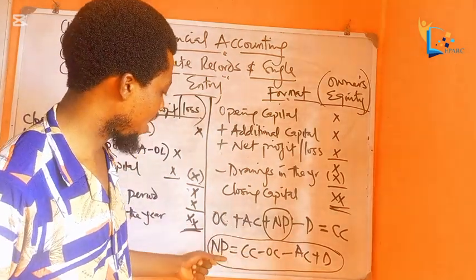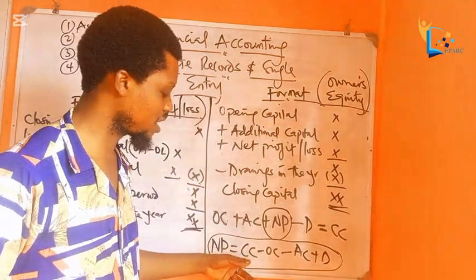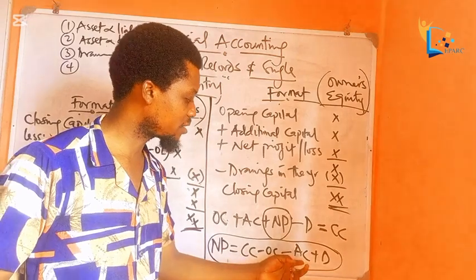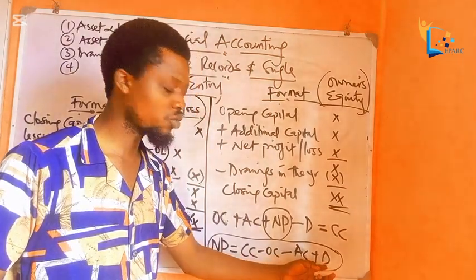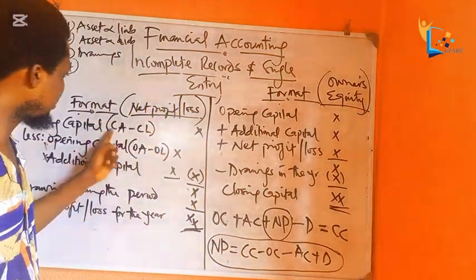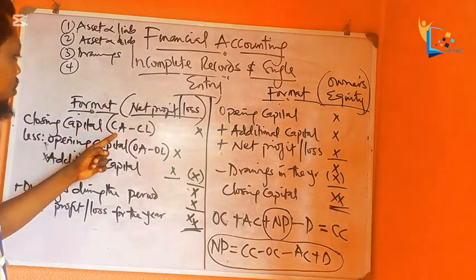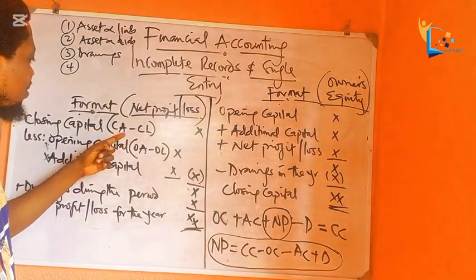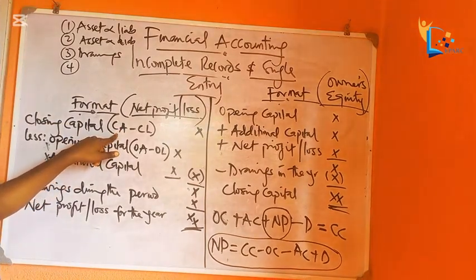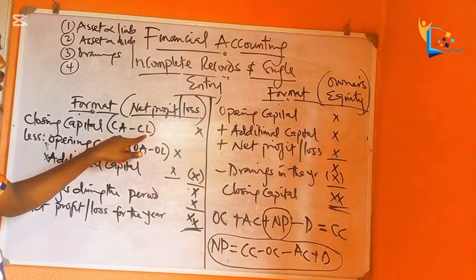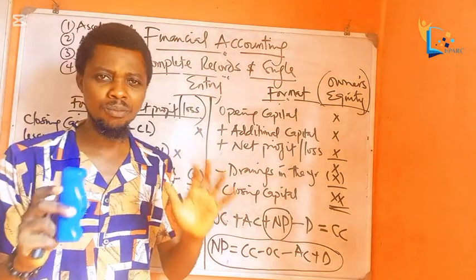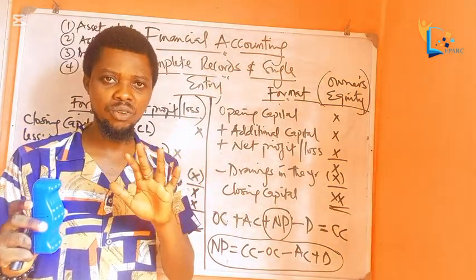Then you can use the initials or abbreviations to look for these values by using their abbreviated alphabet. NP here stands for net profit. CC here stands for closing capital. OC here stands for opening capital. AC stands for additional capital, and D for drawings. We're going to see how these things work. Now, in this case, where you have closing capital, which is the capital at closing, asset minus closing liability, you'll be given information. We are going to solve a question. I think that will make you understand it better.